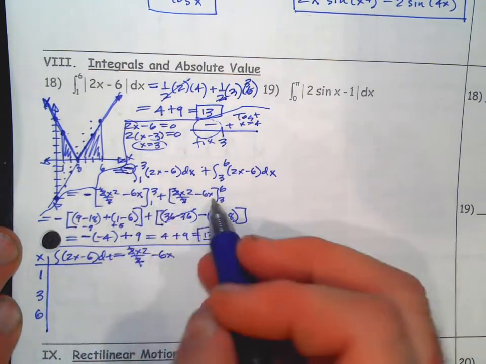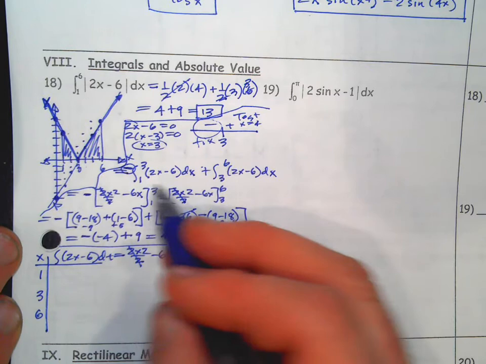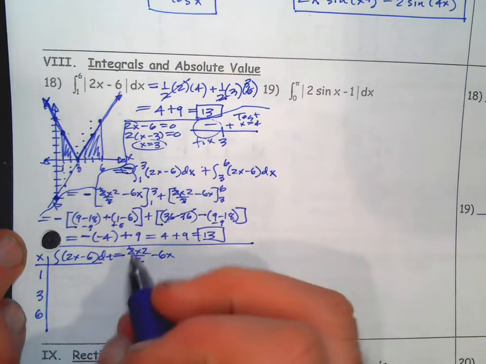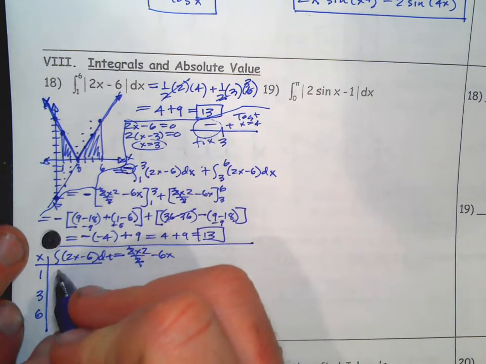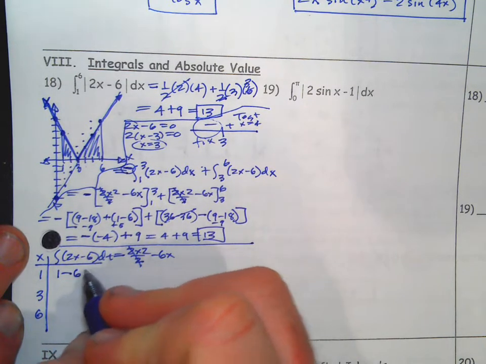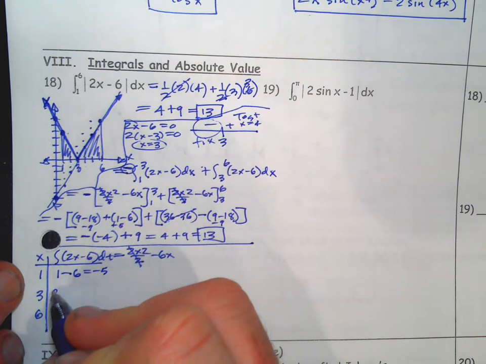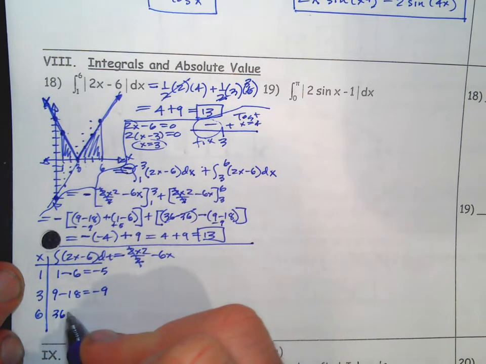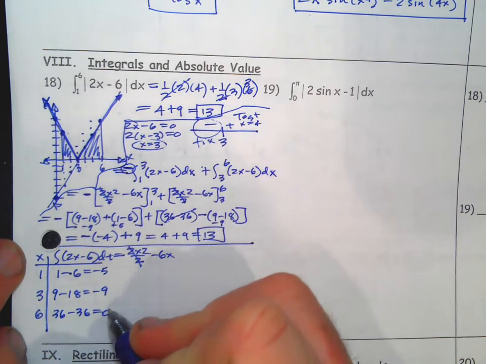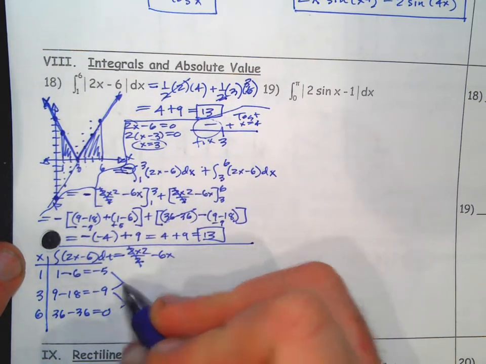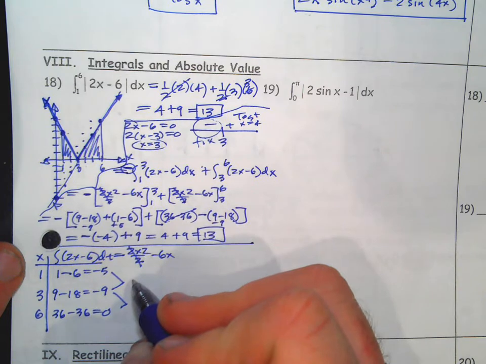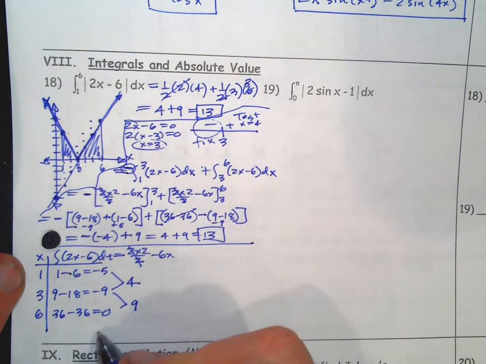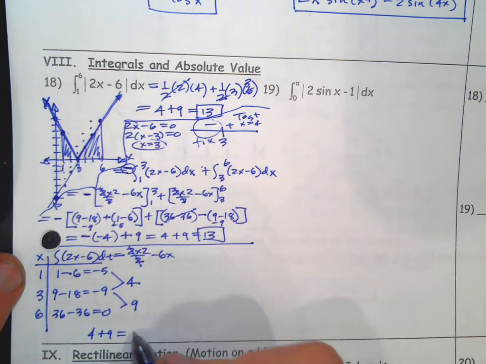Before we had to integrate it twice. We had to plug in 3 twice. Here we integrate it once. We plug in 1 once, 3 once, 6 once. We do everything one time. So it's going to be 1 minus 6 is negative 5, and then 9 minus 18 is negative 9, and 36 minus 36 is 0. And you find the distance between negative 5 and negative 9 is positive 4. Distance is always positive. You add them up, 4 plus 9 is 13.